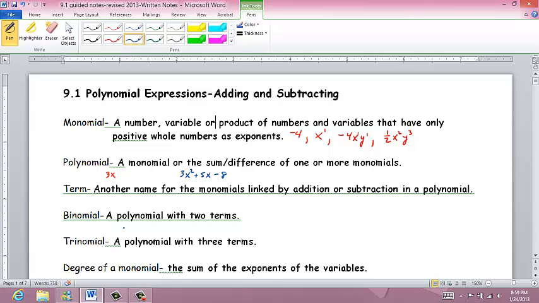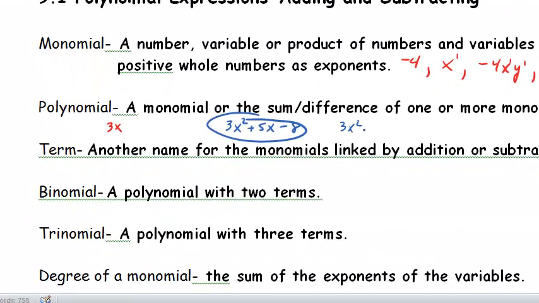Now, you've probably heard me say the word term versus monomial a couple of times. Anytime you hear the word term during this chapter, we are referring to the monomials that are linked by addition or subtraction in a polynomial. So when I look at this example up above, 3x squared plus 5x minus 8, this polynomial has three terms, those terms being 3x squared, 5x, and -8. So that is probably the most important out of those three that we need to know because it'll be used a lot throughout the chapter.